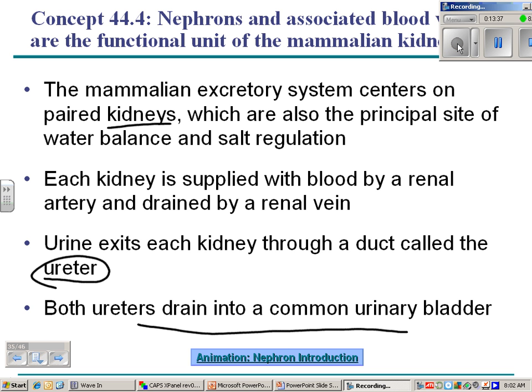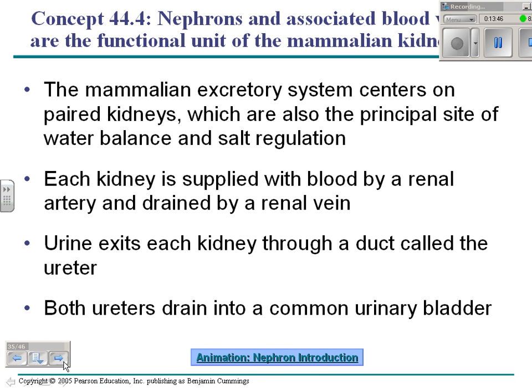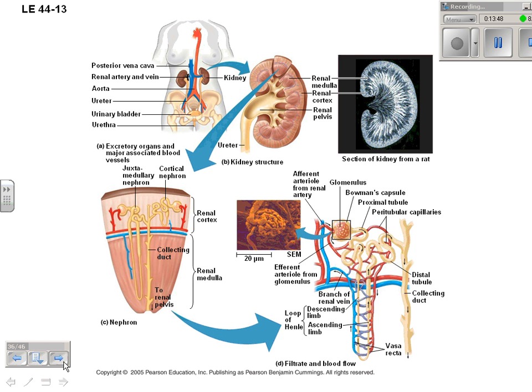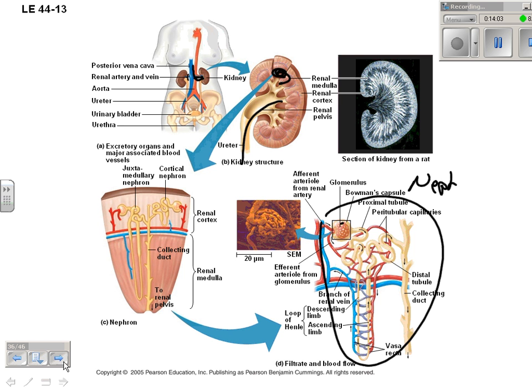And the ureters drain into a bladder, which is excreted to the outside. I highly recommend looking up some animations online of how the human excretory system works. Here's an overview. Blood comes in the renal artery and vein, filtered in the kidney, urine goes out, and it's filtered in this thing called a nephron, which we're going to spend a little bit of time with right now.